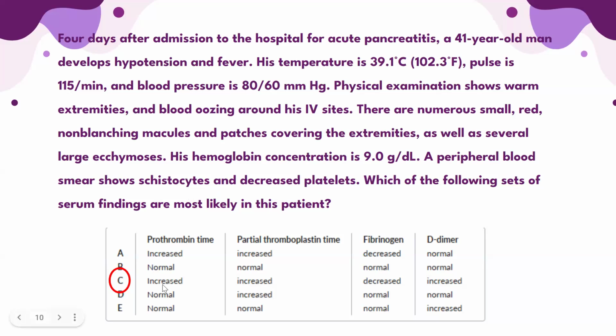Now, how is the answer C? Like we just talked about DIC and how the clotting factors get used up. So when there are no clotting factors, the PT and the PTT would increase, right? Because now you are at an increased risk of bleeding. The fibrinogen would decrease. Why? Because the fibrinogen is all converted into fibrin for the clots, and so the fibrinogen is low.